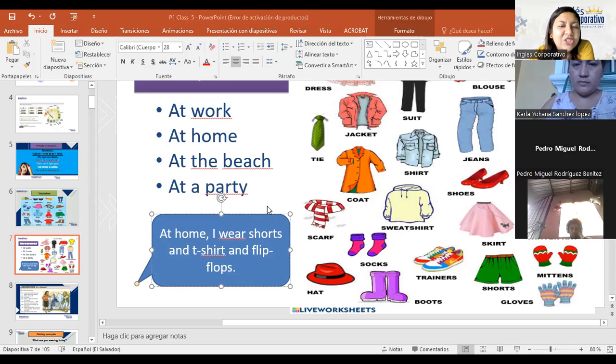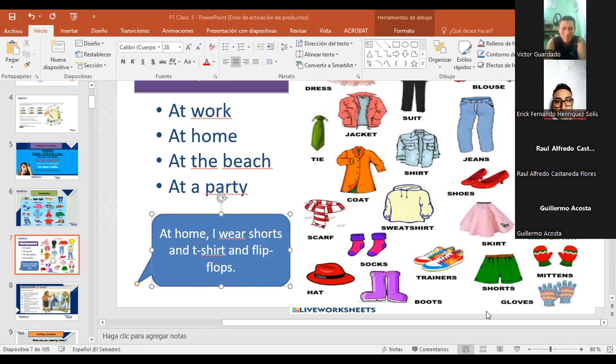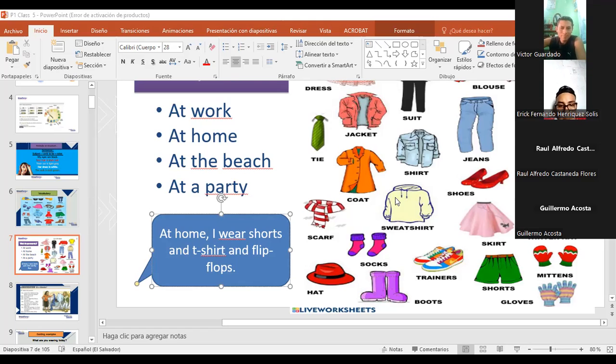Okay, at home I wear t-shirt, jeans, and flip-flop. At my house I wear shorts, t-shirt, sandals, and belt. Okay. That's important. I wear very leisure, only shorts. You wear only shorts. No t-shirt, Victor. You don't wear a t-shirt. Only for the English class. You wear a cap and a t-shirt. You wear blouse and pants. Okay.